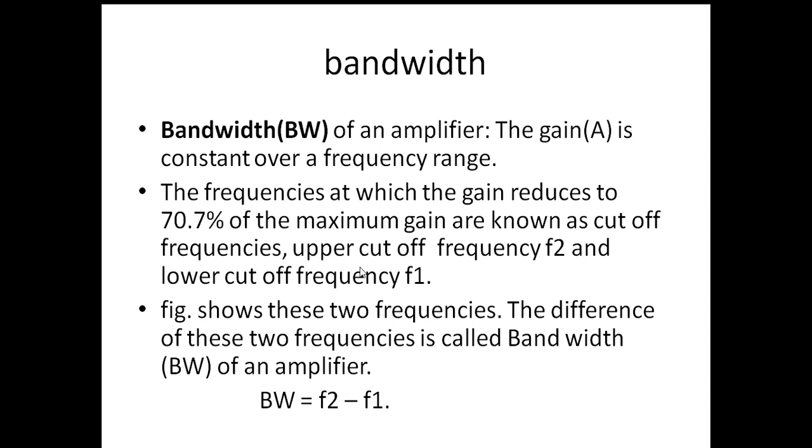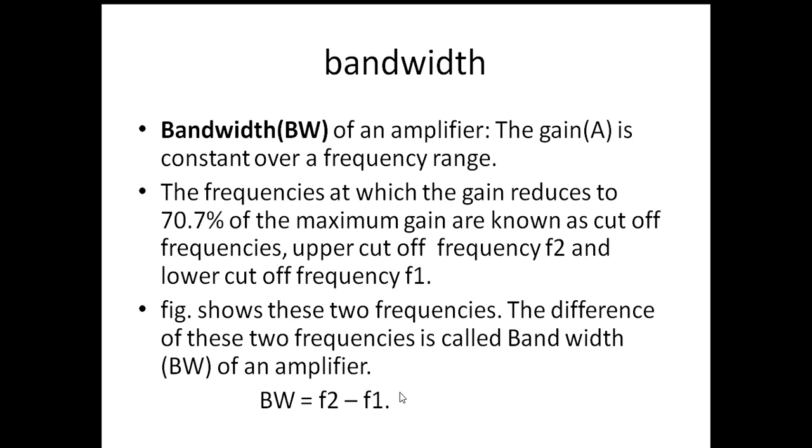Just now I have shown the highest cutoff frequency, that is the upper cutoff frequency, taken as F2, and the lower cutoff frequency is taken as F1. So the next figure shows these two frequencies. The difference of these two frequencies is called bandwidth. Bandwidth is taken as F2 minus F1, maximum frequency minus minimum frequency, or the upper cutoff frequency and lower cutoff frequency difference is nothing but bandwidth. This is a very important factor to be discussed in amplifiers, single stage or multi stage.